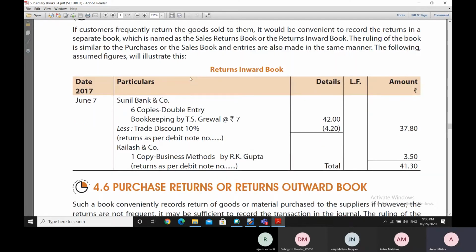As an illustration, we can see here the first column contains the date, the second column contains the particulars, and among the particulars are the name of the supplier or name of the customer, and thereafter the items which have been returned back and the amount for which they had been sold, less the trade discount.